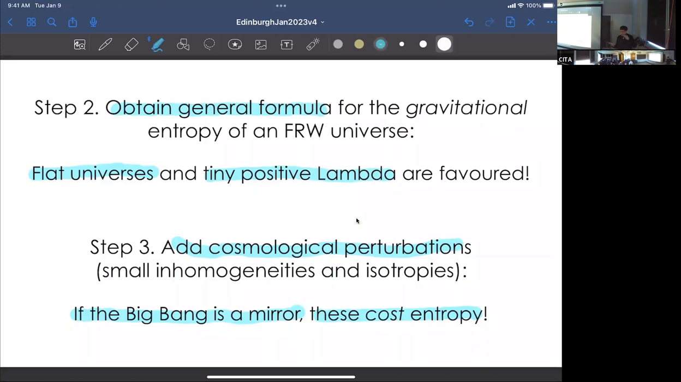We can't make a nonlinear argument about this. I wish we could, but not yet anyway. What we've noticed so far is about linear perturbations: if the linear perturbations satisfy a mirror-like boundary condition, like I had been trying to motivate earlier, then they too are disfavored entropically.